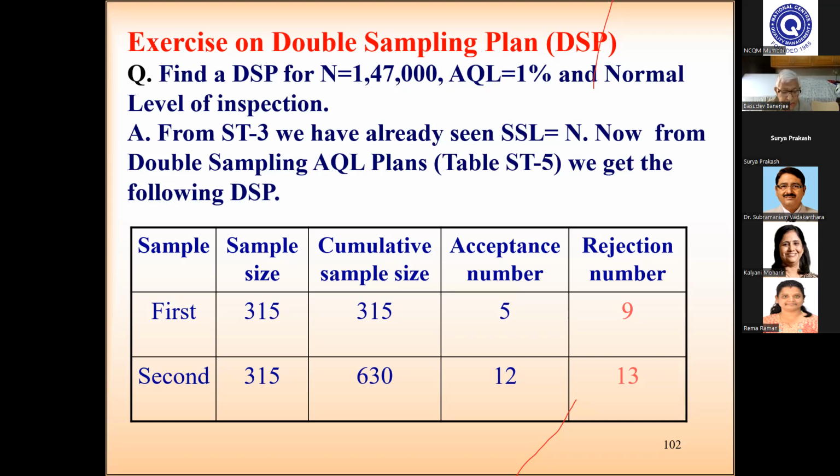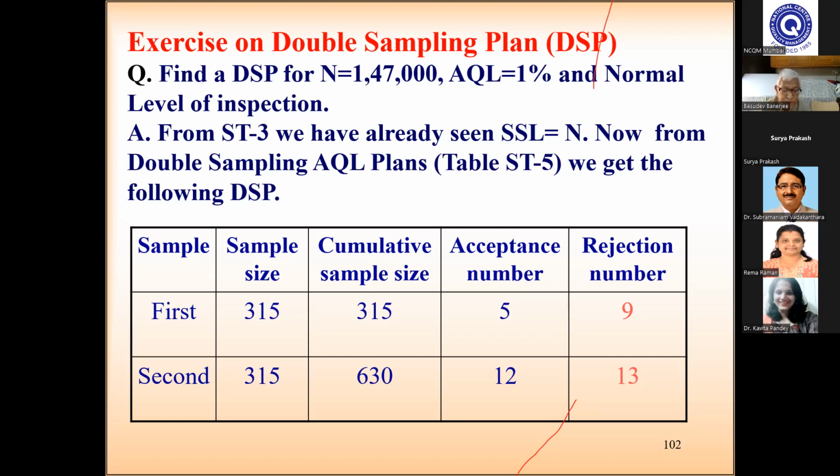If in the combined sample size of 630 the number of defectives is less than or equal to 12, accept the lot; greater than or equal to 13, reject the lot. That means if the first sample has 6, in the second sample you can allow up to 6. If the first sample has 7, the second sample can allow up to 5. If the first sample has 8, you can allow up to 4. If the first sample has 9, you can't go for a second sample at all. Are you now understanding what it is?